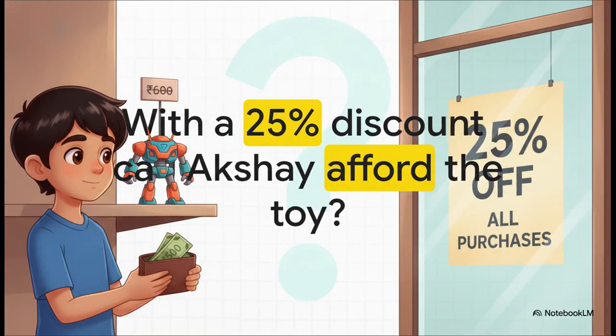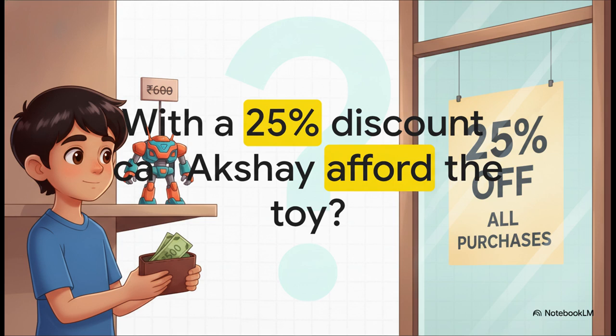Okay, now that we've unlocked percentages, let's take this superpower out of the classroom and straight to the shopping mall. Let's talk consumer finance, calculating discounts, and actually finding the best deals. Picture this. Akshay is at a store staring at a toy he really wants. The price tag says 600 rupees. But he checks his wallet and he's only got 500 on him. Bummer. It looks like he's going home empty-handed.